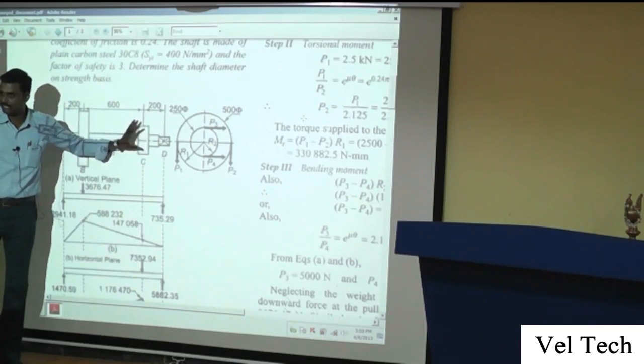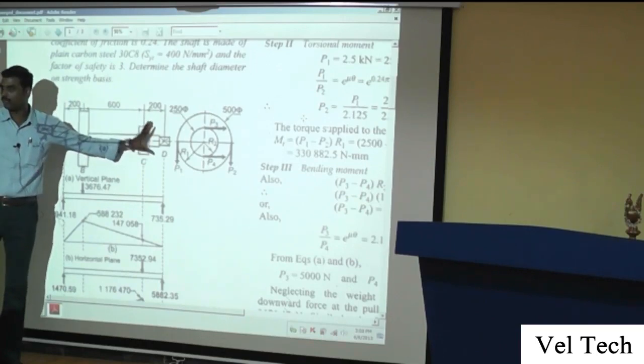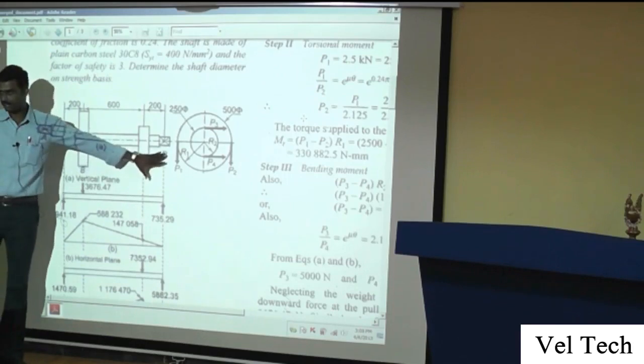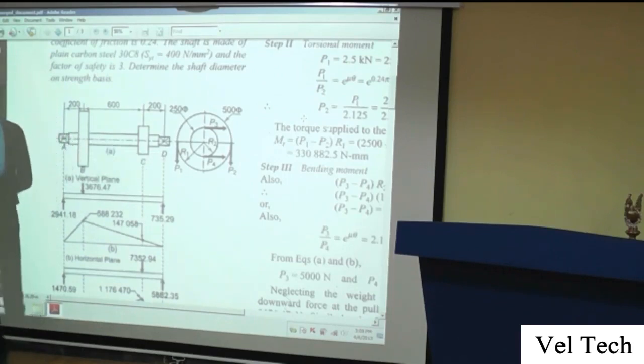Okay, so the only thing is we have to take moments about A. So if we take moments about A, this RDB into 1000 is equal to the P1 plus P2 value into the distance. What is the distance here? The vertical distance of 200. So we can get the reaction at point D and the reaction at point A. Okay, so RDB and RAB are determined.